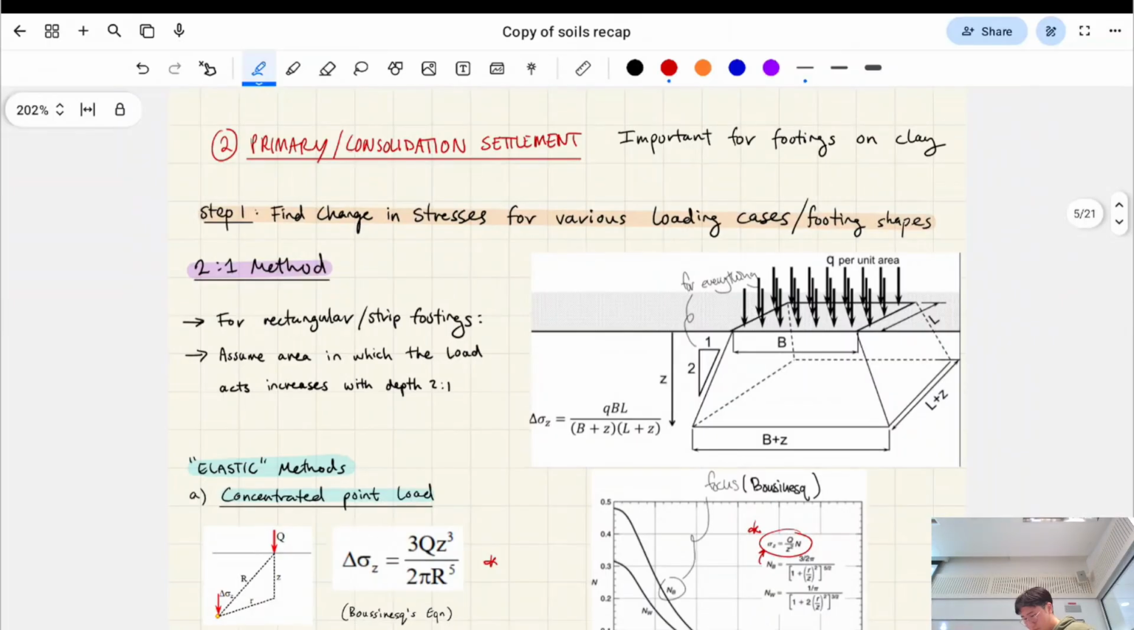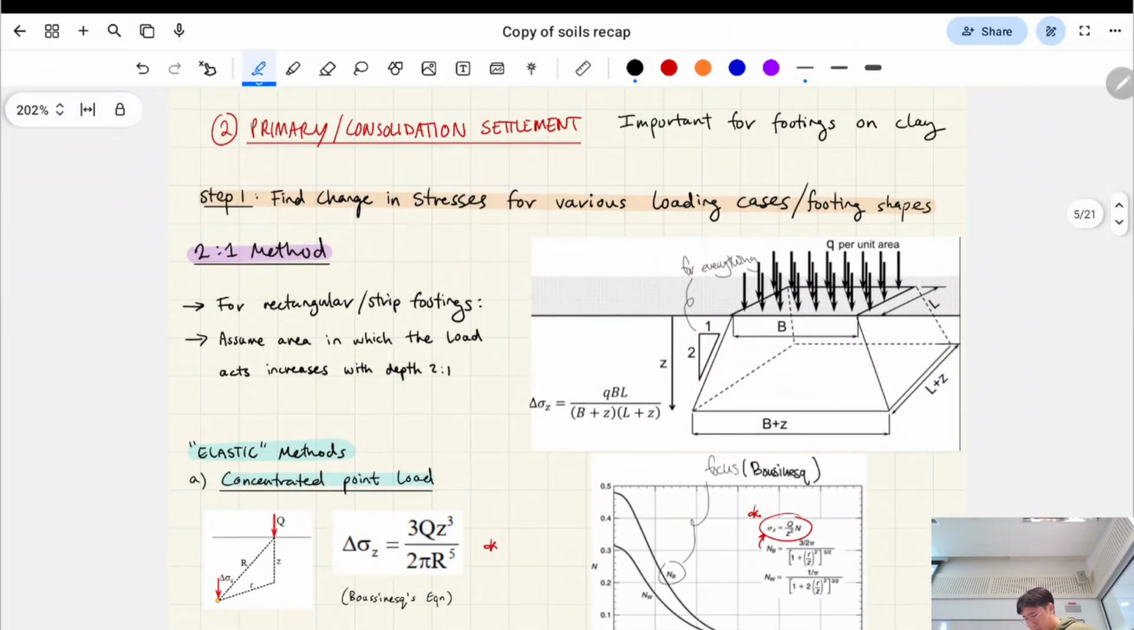Okay, so we're going to talk about consolidation. The first step is essentially finding changes in stress for various loading cases, right? Which I'll tell you how to do when we actually go through it step by step. There's a few different methods to do it. The one that they've presented in this exam question in particular is the 2-to-1 method, right?